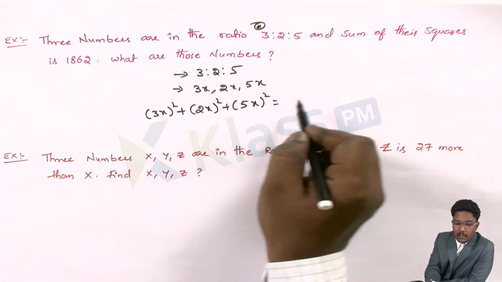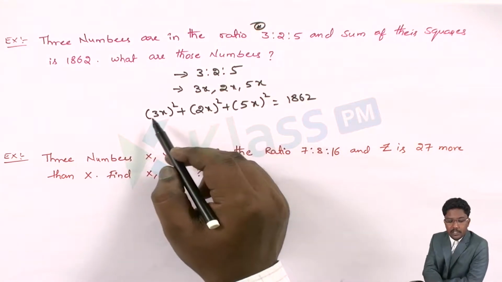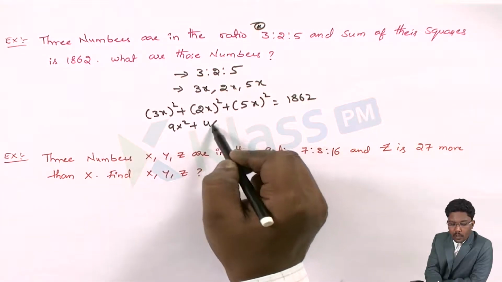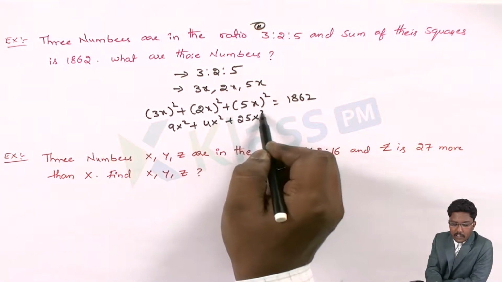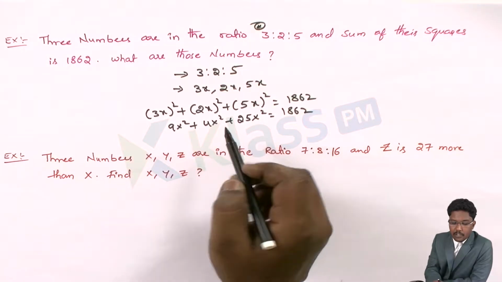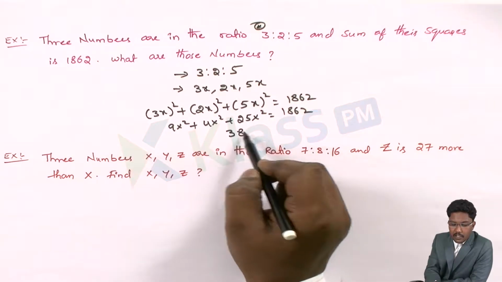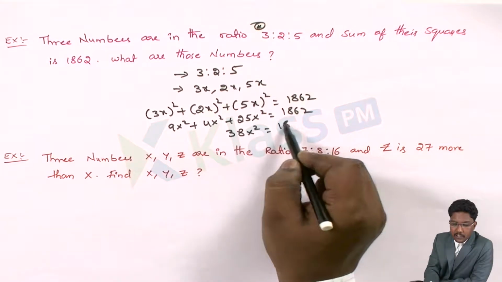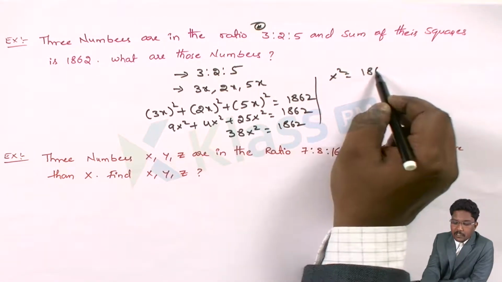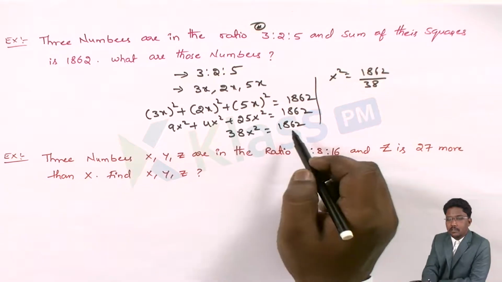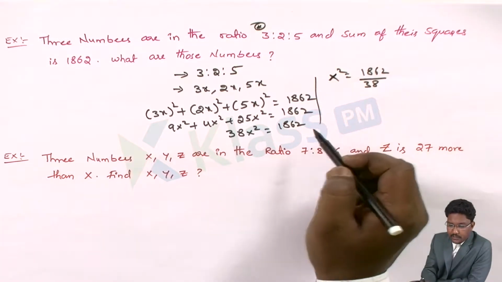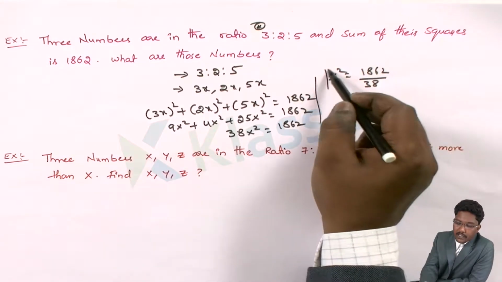The sum of their squares is equal to 1862. Then 3x whole square is 9x square, plus 4x square, plus 25x square, equal to 1862. Now 9 plus 4 is 13, 13 plus 25 is 38x square equal to 1862. Now cancel this: x square equals 1862 by 38. Then what is the answer? Try to solve this.